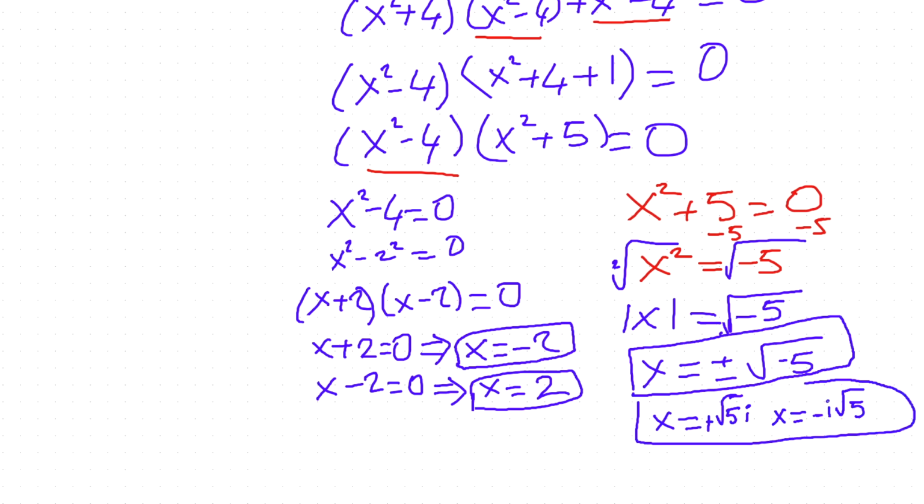So we found the values as negative 2 and 2. Actually, this was the fifth one, the positive value: root 5 i and negative root 5 i.